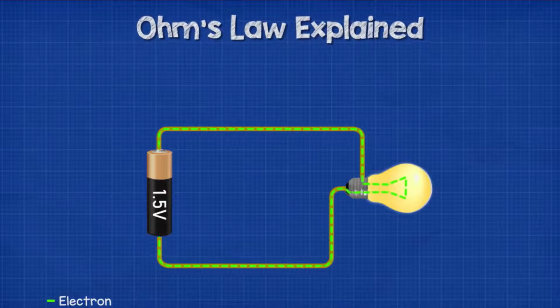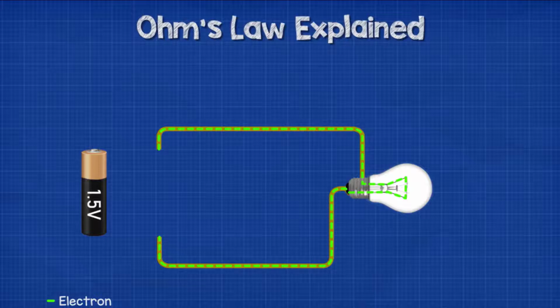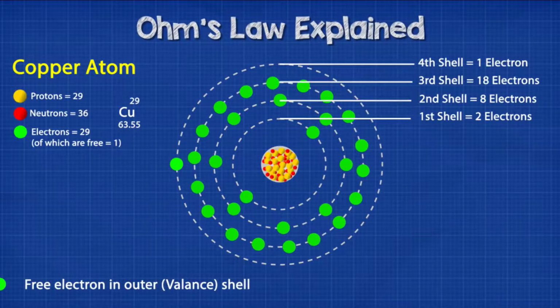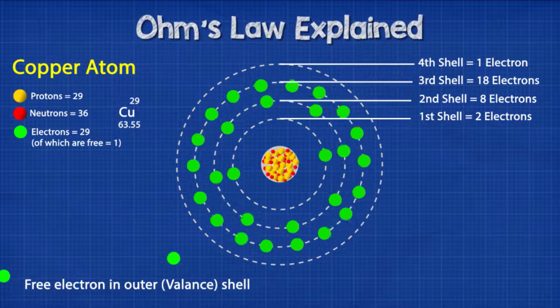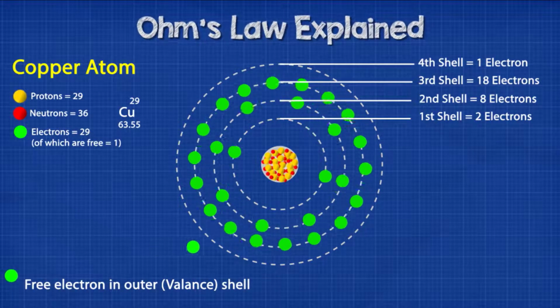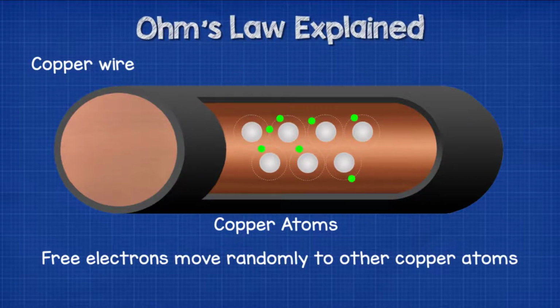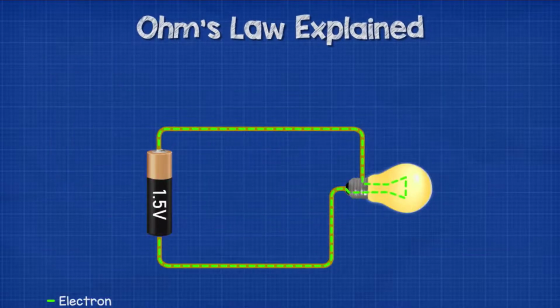Current is the flow of electrons, or the flow of free electrons. For us to make this lamp shine, we need to push electrons through it. How do we do that? We apply a voltage across the two ends. The voltage will push the electrons. The atoms inside the copper wire have free electrons in their valence shell, which means they can very easily move to other copper atoms. They will naturally move to other atoms by themselves, but this will be in random directions, which is of no use to us. For the lamp to turn on, we need lots of electrons to flow in the same direction.